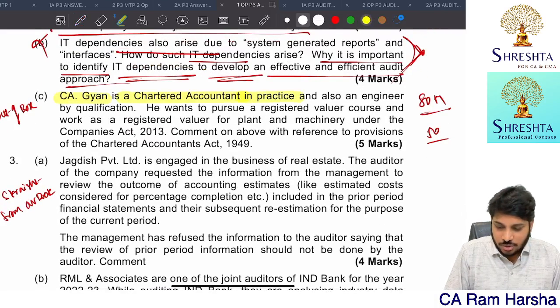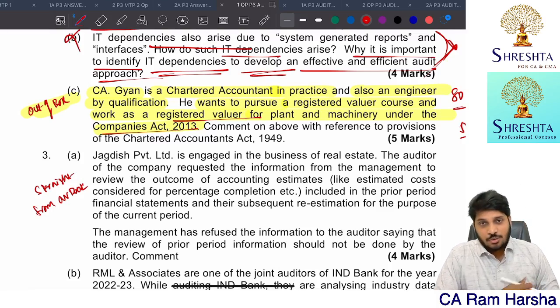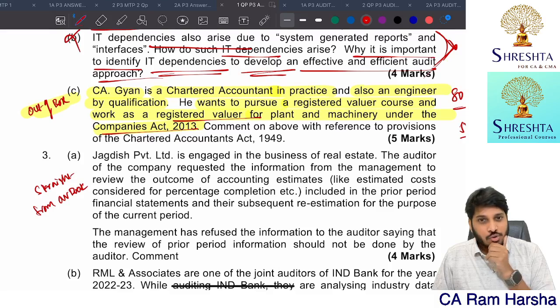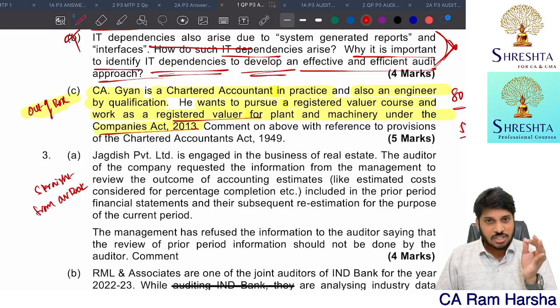CA Gyan is a chartered accountant in practice and also an engineer by qualification. He wants to pursue a registered valuer course and work as a registered valuer. This is an out of the box question. Registered valuer for plant and machinery under the Companies Act. It's completely wrong. In the Companies Act, we have the registered valuer rules. As per the valuation rules, you can do valuation of any asset, financial assets, securities, but not immovable property, plant and machinery. Plant and machinery valuation, you are not permitted. A registered valuer is prohibited from doing valuation of plant and machinery. A registered valuer is prohibited from doing valuation of immovable property.